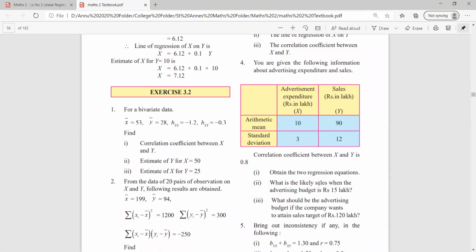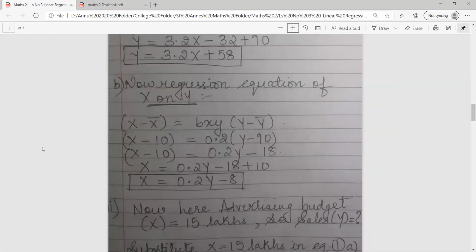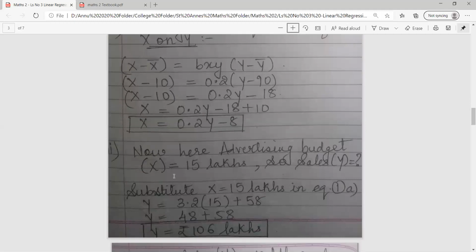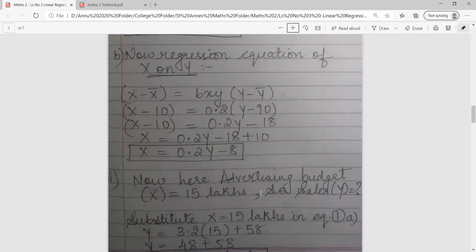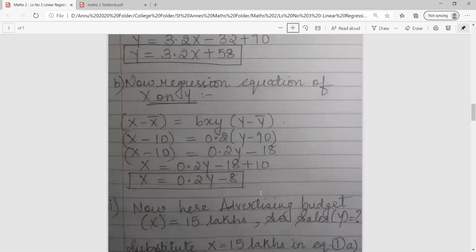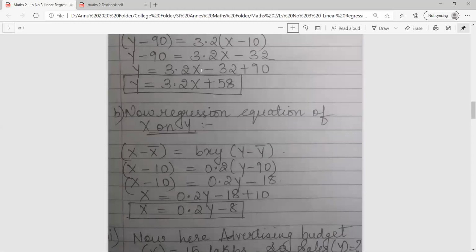Now they are asking what will be the sales when the advertising budget is 15 lakh. So the advertising budget is given in the form of X. So X is given to you as 15. I can write it in words like this, 15 lakh. So there's no need to substitute 15 and 5 zeros. You can just put 15 and then you can get the answer as 106 lakhs. As they were asking y on x, we substituted the value in 1a.